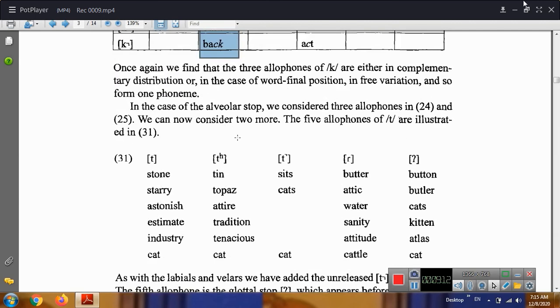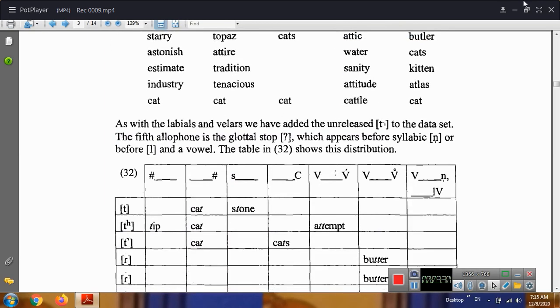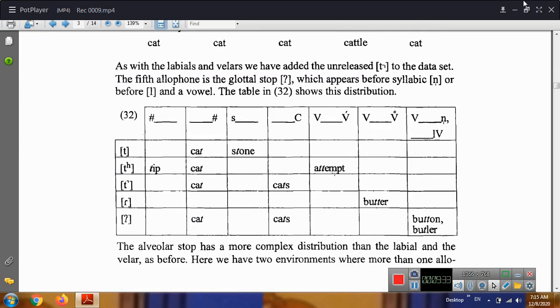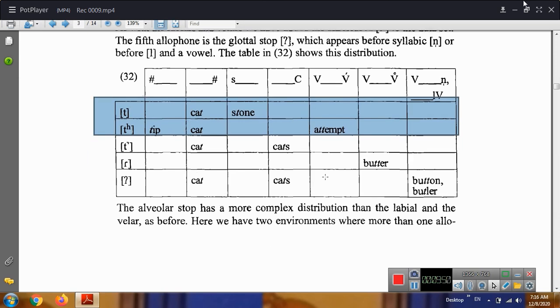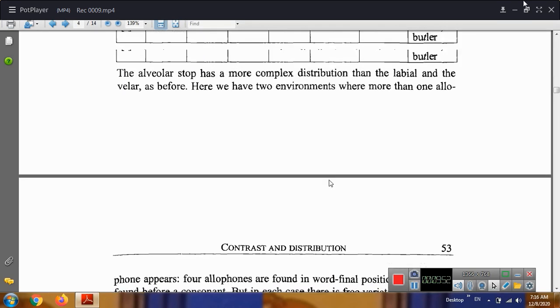In the case of the alveolar stop, we have other allophones, which are allophones of T, which are plain, aspirated, unreleased, flap, and glottal stop. These two are very different. You can see its table, and the environment in which they can come. Here they are in free variation. Just four of them are in free variation with each other. You can see its environment.